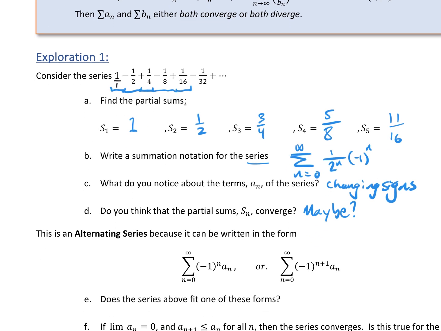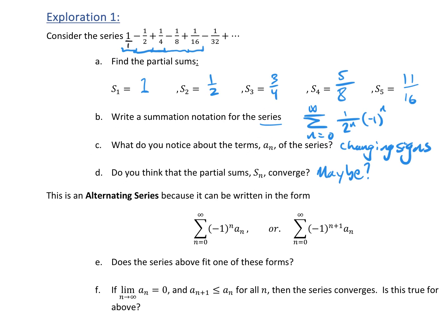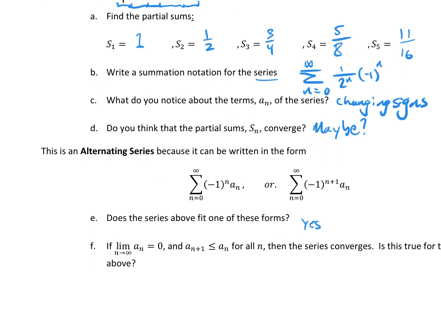All right, so this is what we call an alternating series, because it's written in this form. Either we have -1 to the n times a sub n, or -1 to the n plus 1 times a sub n. Kind of depends on if we start with positive or negative which form we want to use here. So does a series fit these forms? Yes, it sure does, as we wrote up above there.